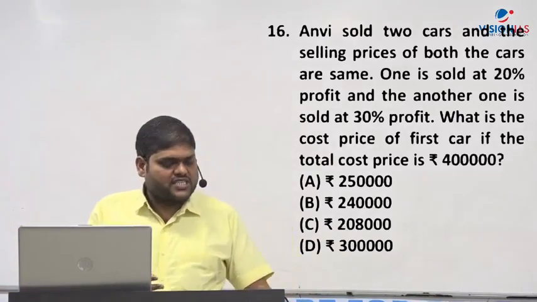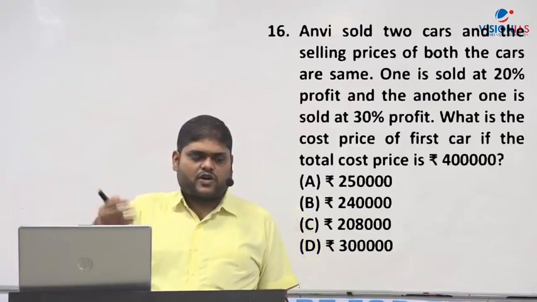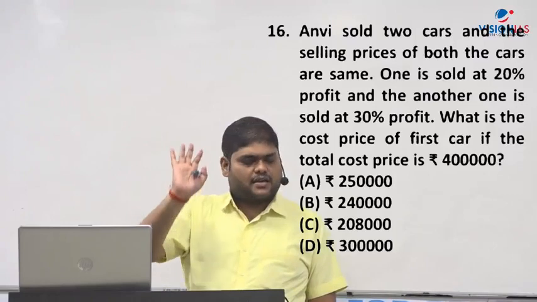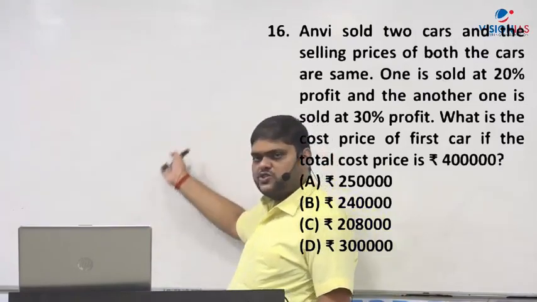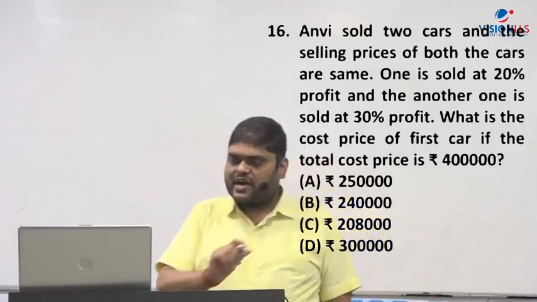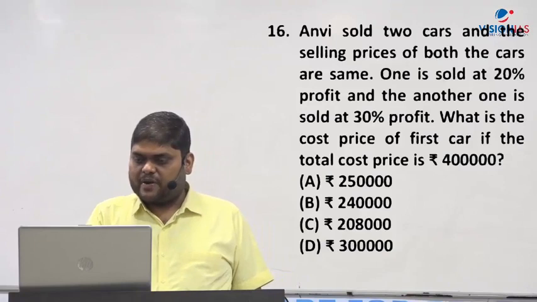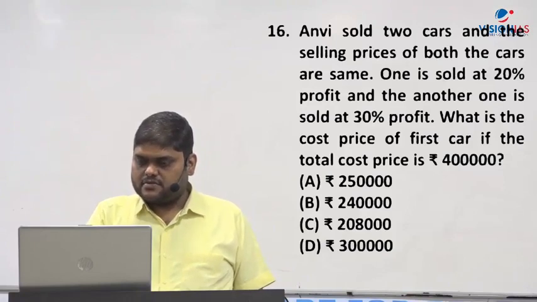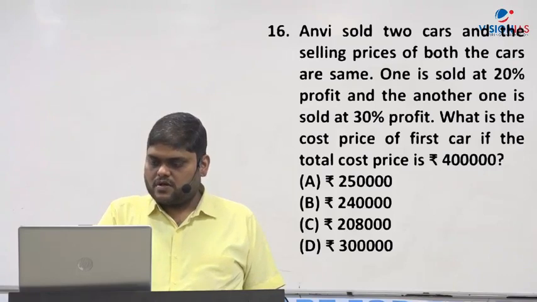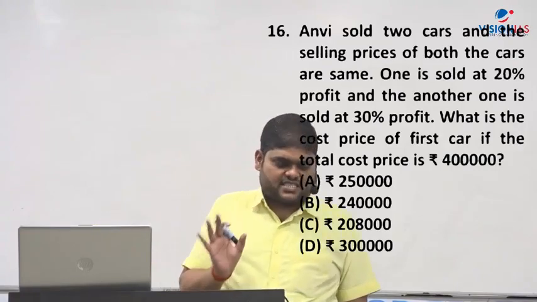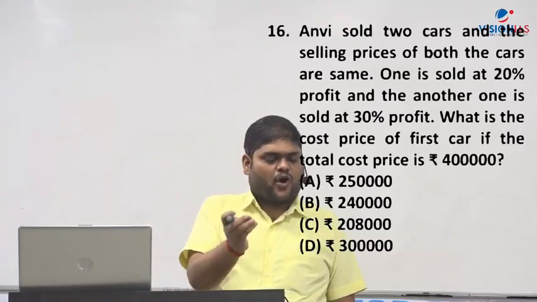I had a notion that the question says 20% of first car's profit is equal to 30% of second car's profit, and I was doing the same. While checking the options also, I was doing the same, so I completely missed that part. Sorry for that. Because here the SP is the same. So in all the questions, I was making the profit equal.